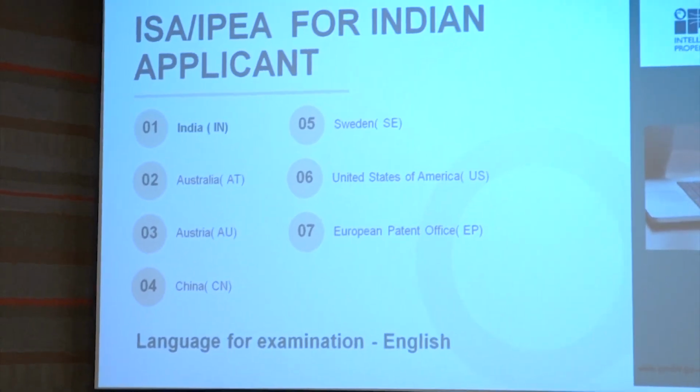Then when the application goes into the ISA division, what will the ISA do? The ISA has to be chosen by the applicant. If the applicant wants to choose a good ISA, what is the requirement? More importantly, the language. If the language is other than English, then they will have to bear the translation cost. So Indian applicants would preferably choose an English searching authority, preferably India. India, Australia, these are the countries where the search report can be issued in the English language.